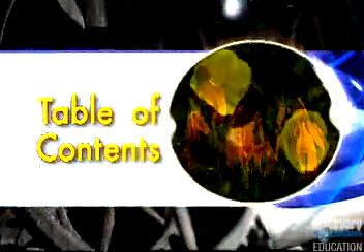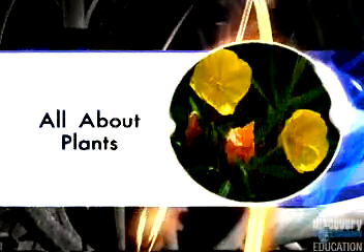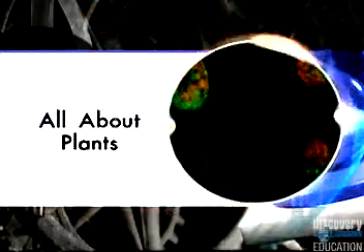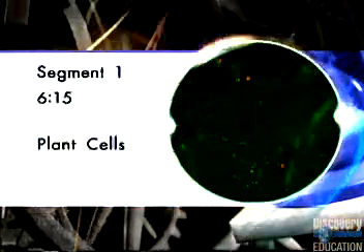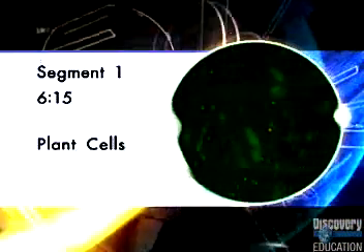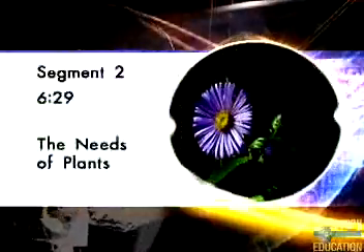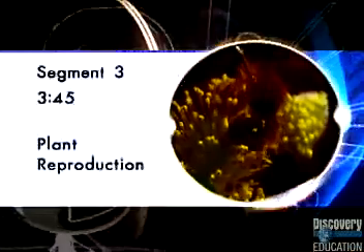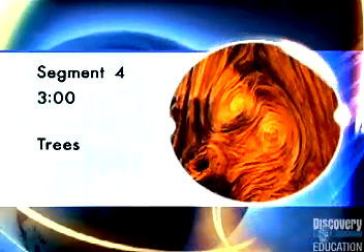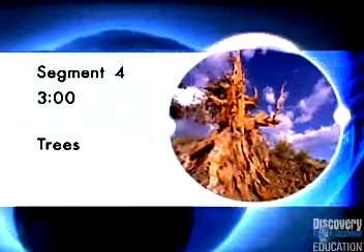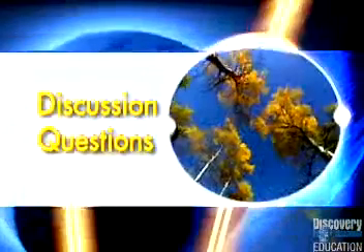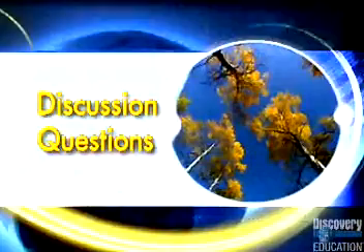On this edition of TLC Elementary School, the natural world goes under the microscope in All About Plants. First, take an up-close look at the basic building blocks in plant cells. Next, you don't need a green thumb to study the needs of plants. Learn the challenges of plant reproduction. And find out how the oldest and largest living things on Earth, trees, are different from other plants. And watch for discussion questions before and after each segment.